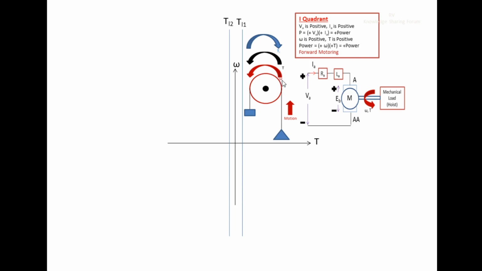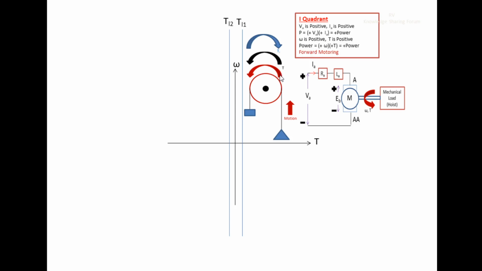And here now let us assume that the speed which is in the counterclockwise direction is forward. Here the motion required is in the counterclockwise direction. So now let us assume this counterclockwise direction speed as forward. So since we have motoring operation here and it is assumed to be forward, this is said to be forward motoring. Now let us discuss this power equation.